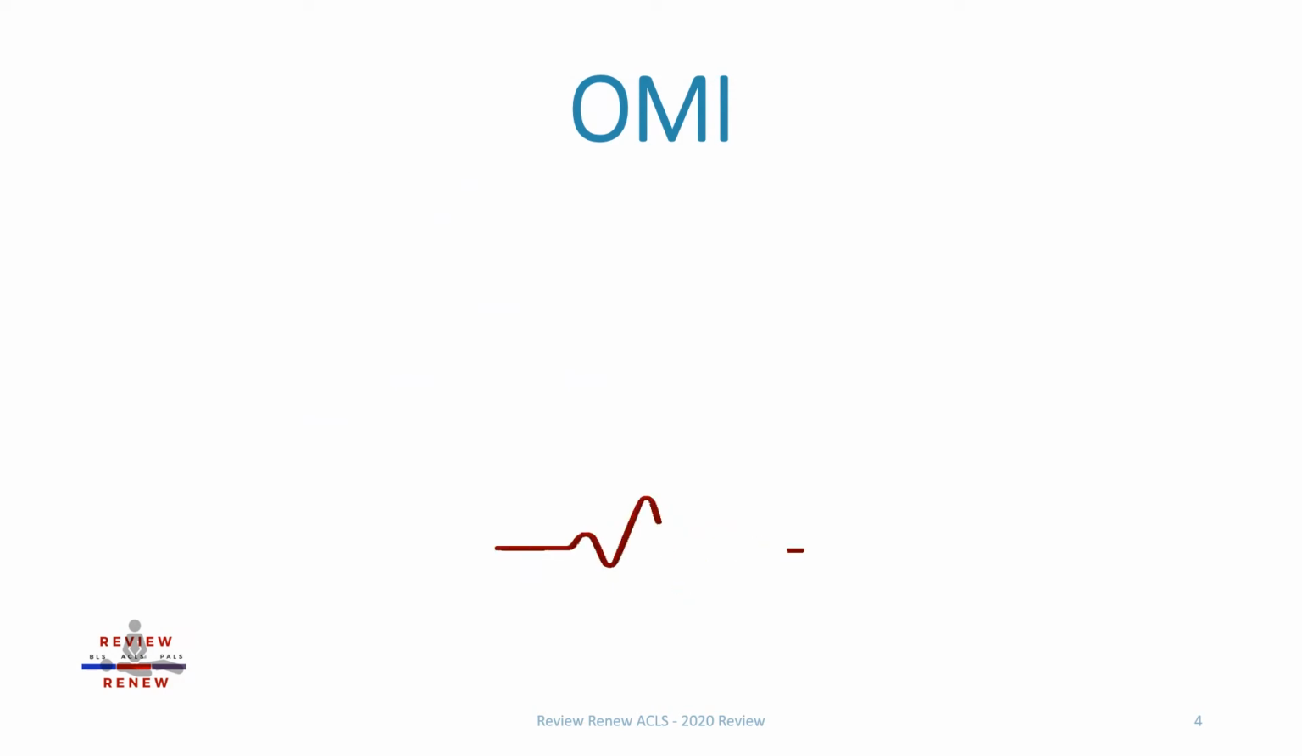Now that you've done your initial assessment and you would follow your BLS survey if the patient's not responsive, most of the time you will have an opportunity to deal with your patients as they are. Not all of them will be unresponsive. So the second step in the systematic approach is think of OMI. What is OMI? Oxygenation, monitor, get the patient on the monitor, and get an IV or IO access.